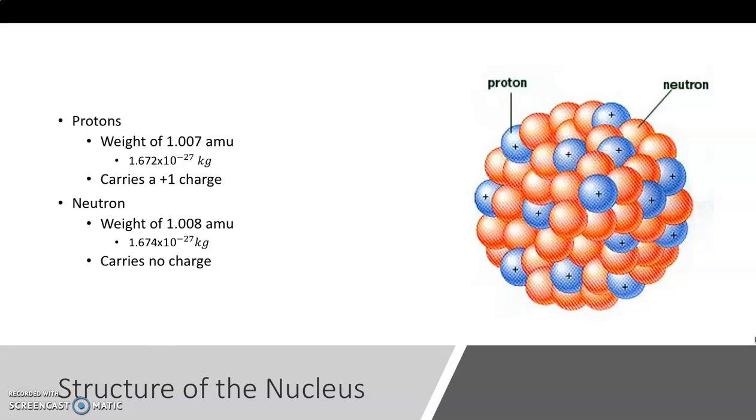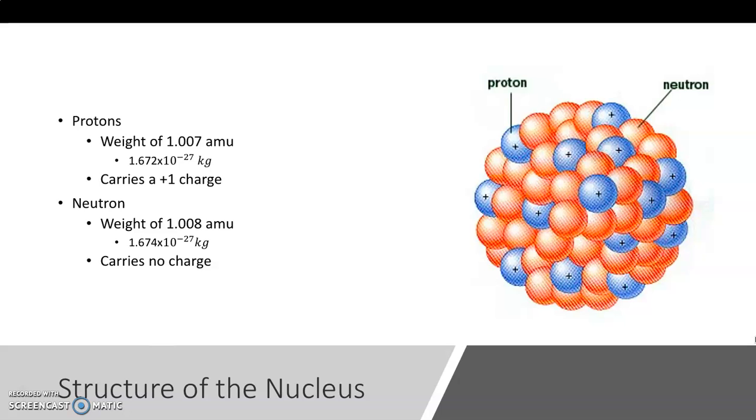So the actual composition of a nucleus is made of two different things, protons and neutrons. They are both relatively the same size, a proton being 1.007 atomic mass units and a neutron being 1.008 atomic mass units. So you can say they're basically the same size. It's splitting hairs when saying one is heavier than the other. But the main characteristic difference of the two is that protons carry a positive one charge with each proton. And so when you change the number of protons in a nucleus, you're actually changing the properties of an atom.